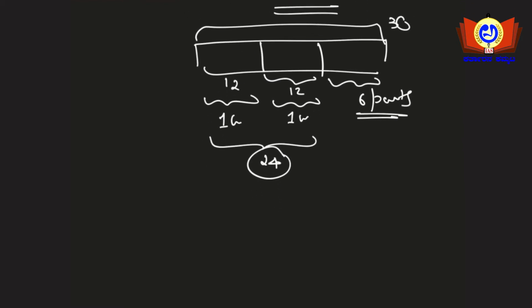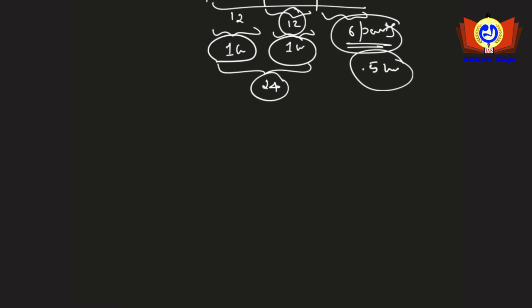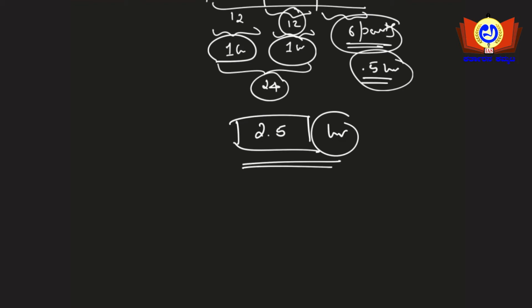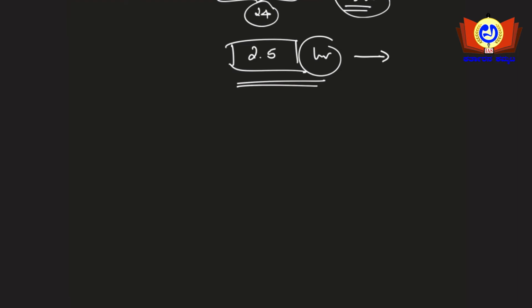If it takes 1 hour to fill the 12 parts, then to fill up the 6 parts, how many hours will it take? 0.5 hours. So what is the total time taken? That will be 1 plus 1 plus 0.5. The total time taken will be 2.5 hours. This is as simple as that. 2.5 hours is nothing but 5 by 2, or else we can also write it as 2 1 by 2 hours. This is one type of doing the problem here.